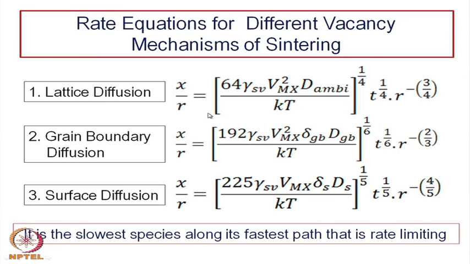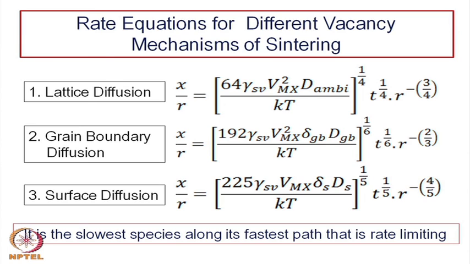There are three main mechanisms of diffusion, namely lattice diffusion, grain boundary diffusion and surface diffusion. For each of these mechanisms, we have a sintering kinetics, the expression for x by r in terms of time, initial particle size and of course, the temperature. So, they more or less follow a similar pattern, but with some differences.